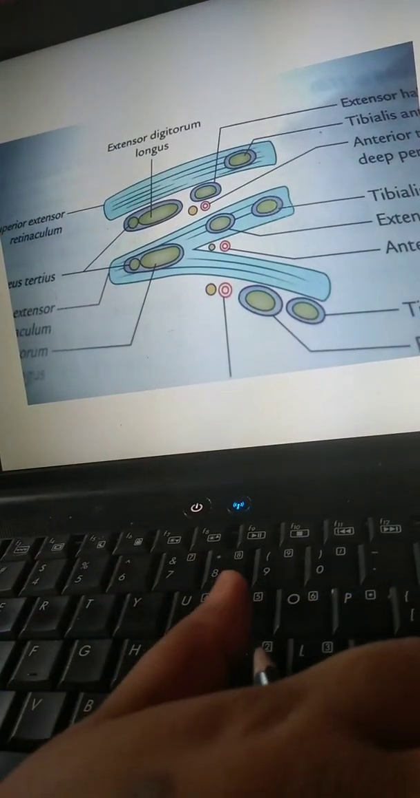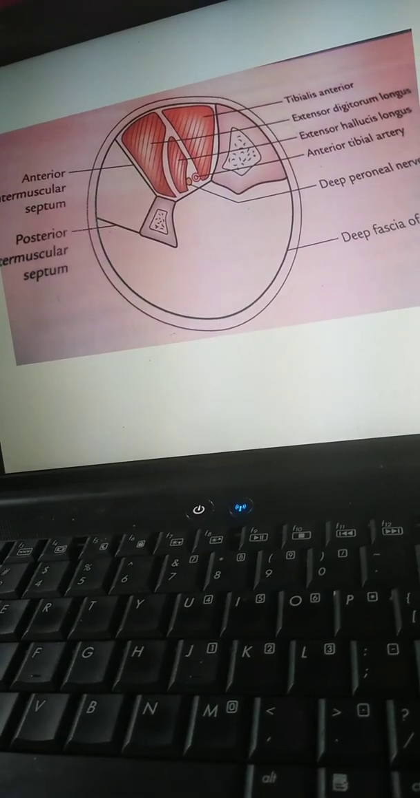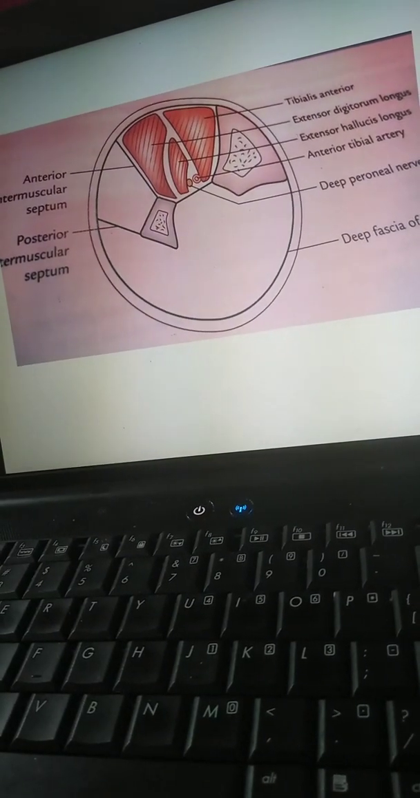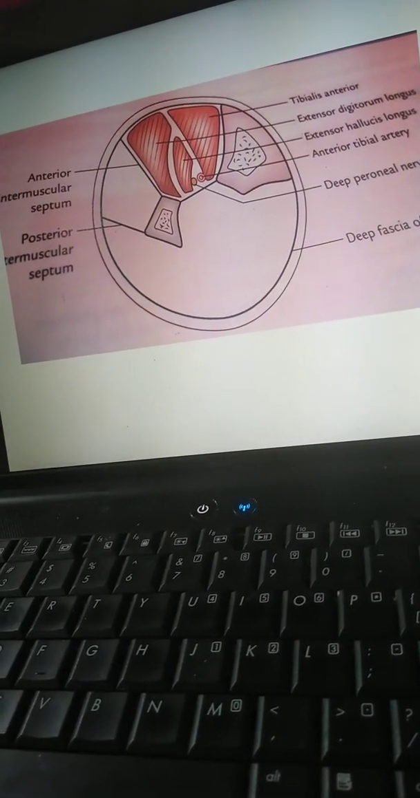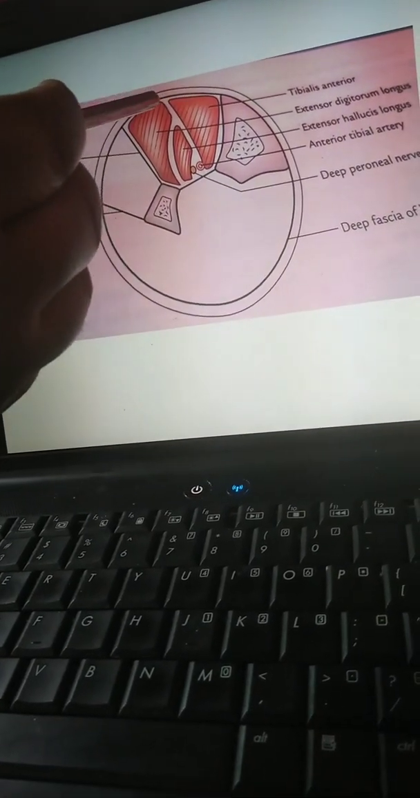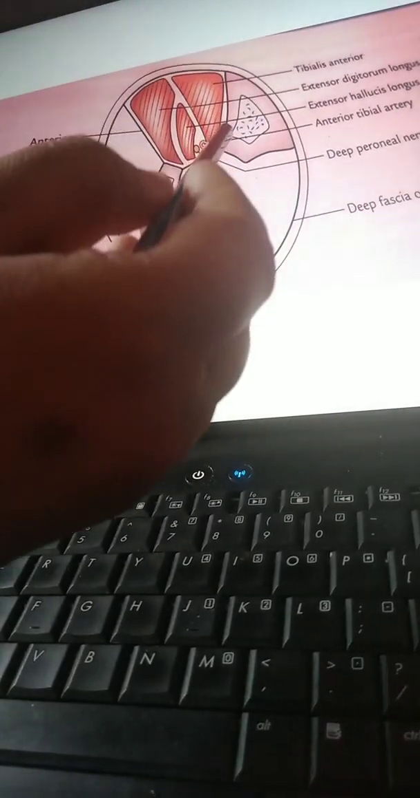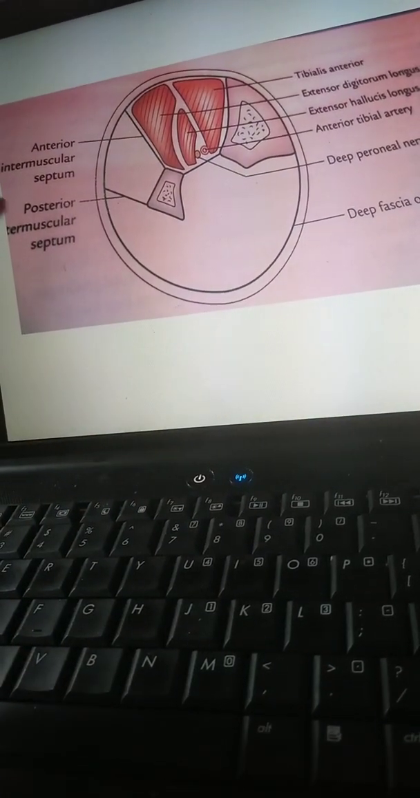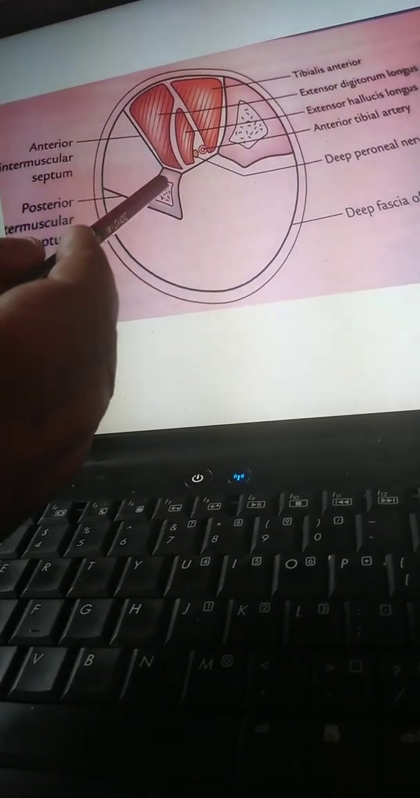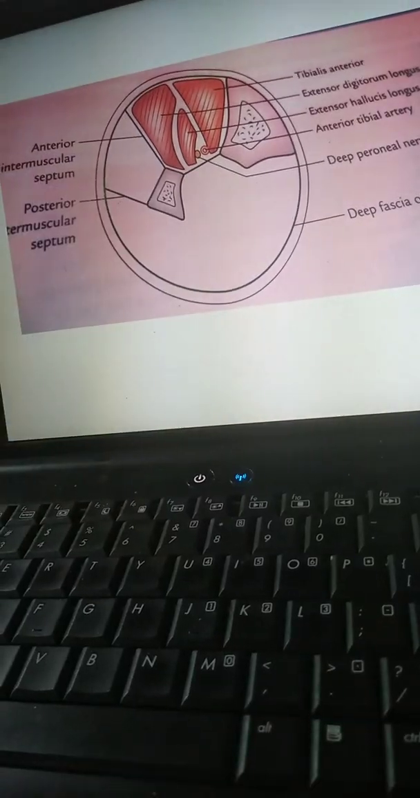Now the anterior compartment or extensor compartment of the leg, its boundaries are: anteriorly is the deep fascia of the leg, medially is the lateral surface of shaft of tibia, and laterally is the anterior intermuscular septum, and posteriorly is the interosseous membrane.